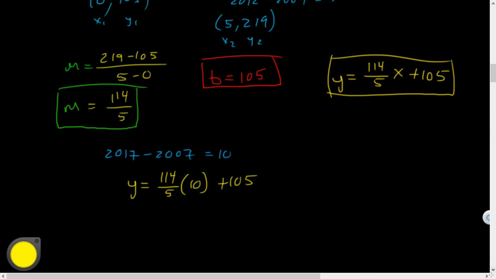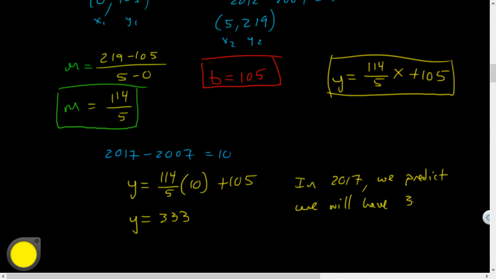Let's simplify this. So 114 plus 105. Let's see. I get y equals 333. What that means is in 2017, we predict we will have 333 million megawatt hours produced. Right? So that's how we predict it.